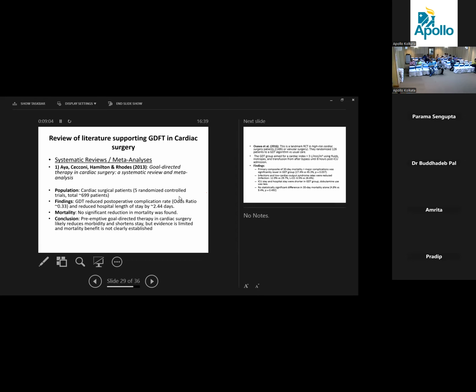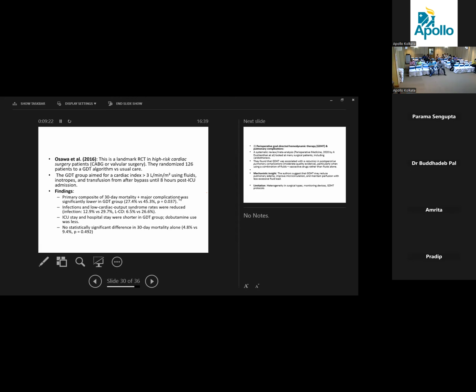In 2013, Grocott, Hamilton, and Rhodes showed a systematic review and meta-analysis of 5 trials, taking nearly 699 patients in total, and their finding was that goal-directed therapy reduced the post-operative complication rate and reduced hospital stay. Similarly, Osawa et al. showed that ICU length of stay and hospital stay were shorter in the goal-directed fluid therapy group, and dobutamine use was less.